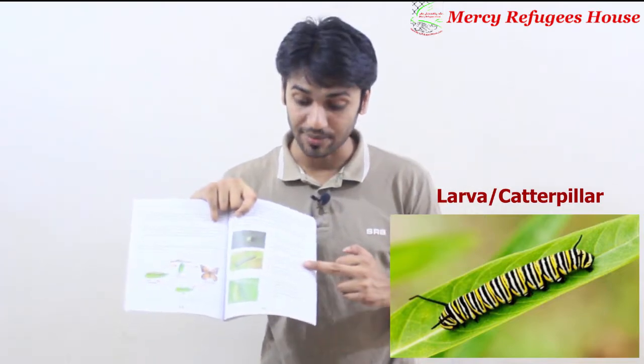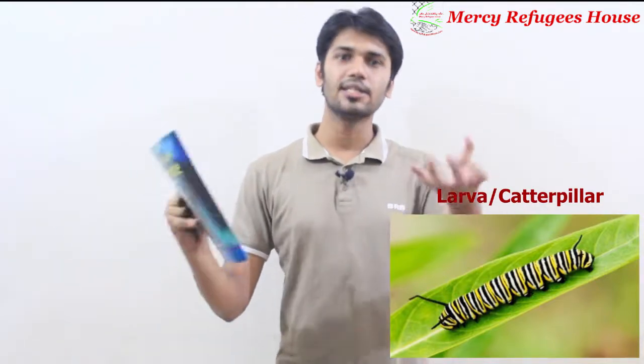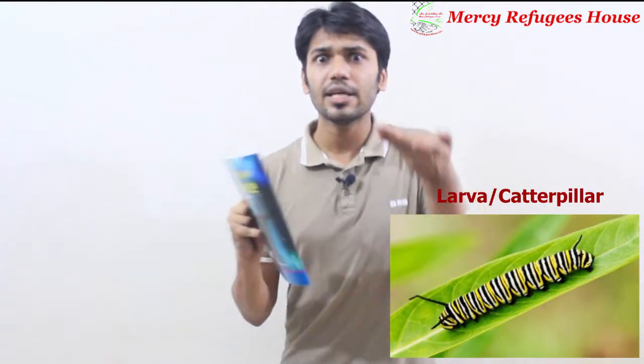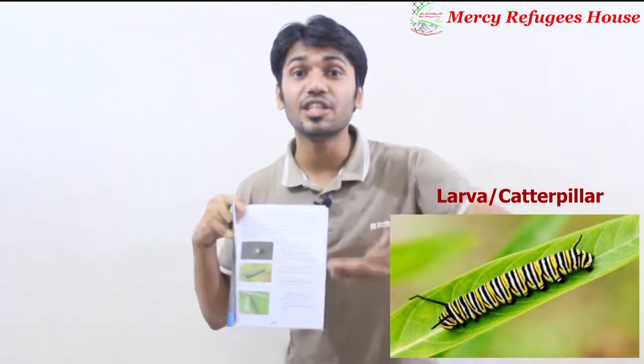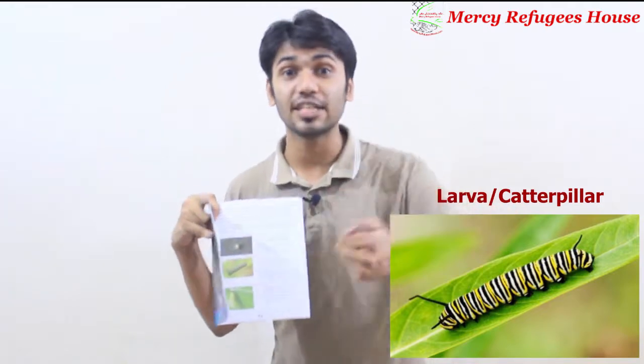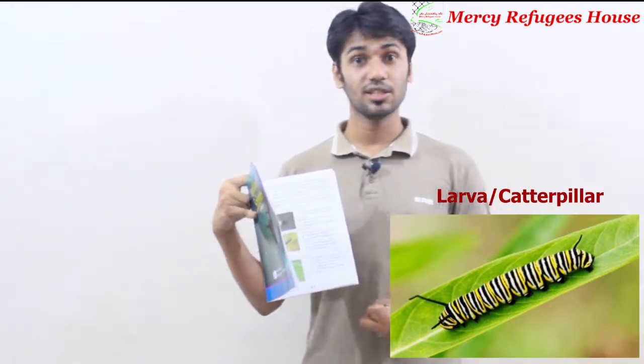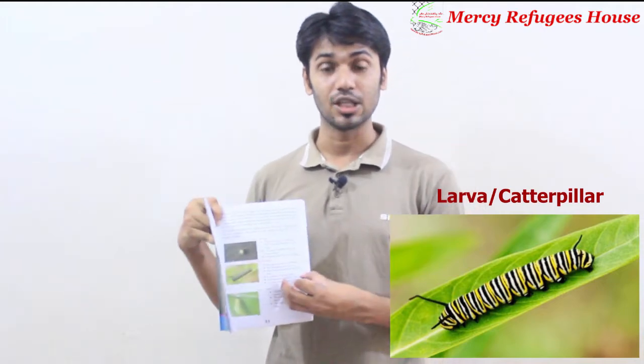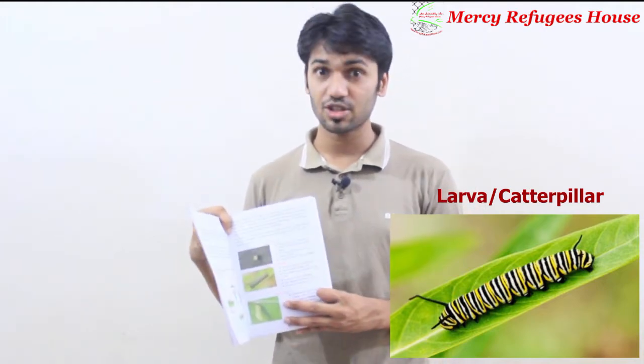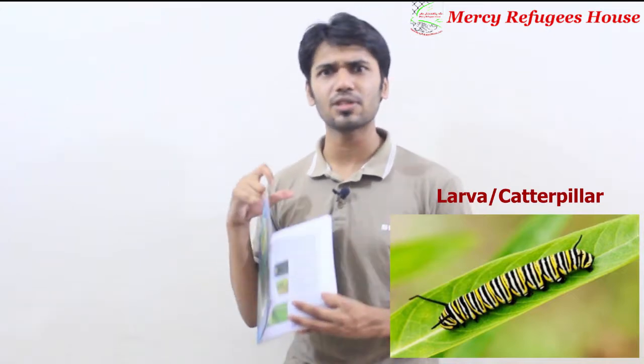It is called a caterpillar. What do these caterpillars do? They don't have any work, right? So they keep eating. They eat a lot. All day they eat. What do they eat? They eat green leaves. They keep eating green leaves. And their color keeps changing, the shades keep changing. They keep doing this throughout their life. Now what happens after that?